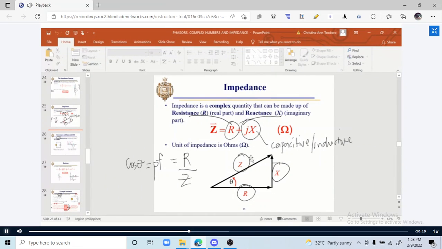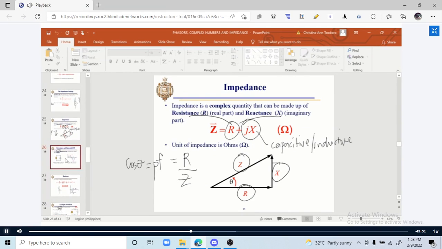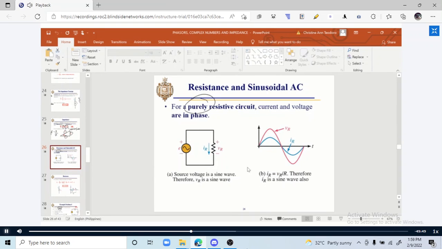Okay. Now, the unit of impedance, of course, is ohms. And we have what we call the impedance triangle. This is the impedance triangle wherein the hypotenuse of the right triangle is the impedance itself. The adjacent side is the R and the opposite side is the X. Then we have a certain angle here. The cosine of that angle in AC circuits is the power factor. So in order for you to get the power factor, that is your resistance over your total impedance.